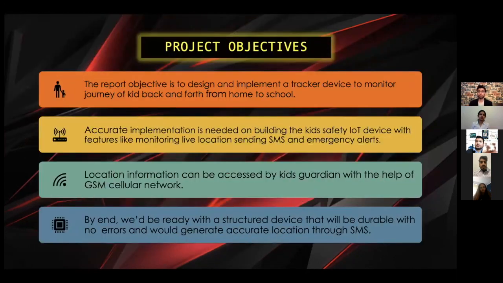And these are our project objectives. The main objective is to design and implement a tracking device to monitor the journey of kids back and forth from home to school. An accurate implementation is needed in building the Kids SafeWay IoT device with features like live location information through SMS and also emergency alerts. Location information can also be accessed by the guardian with the help of a GSM cellular network. So by the end, we'll have an error-free, structured device which should give us an accurate location.